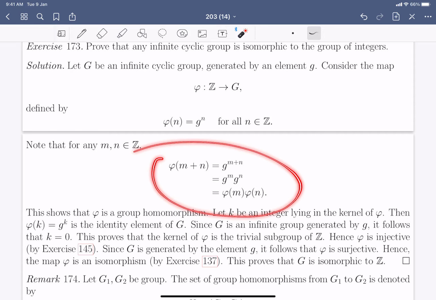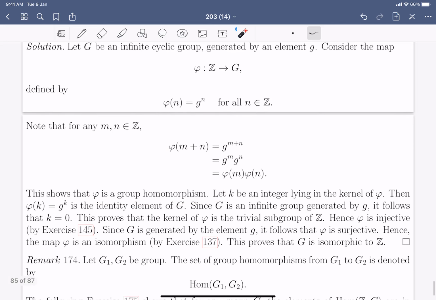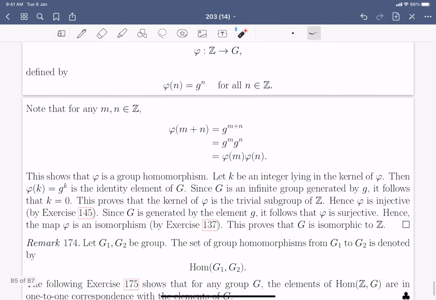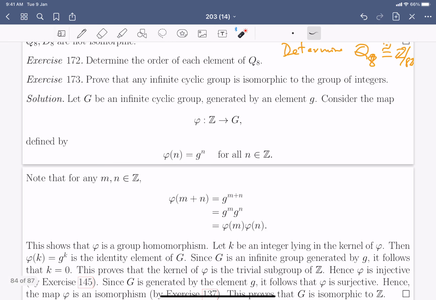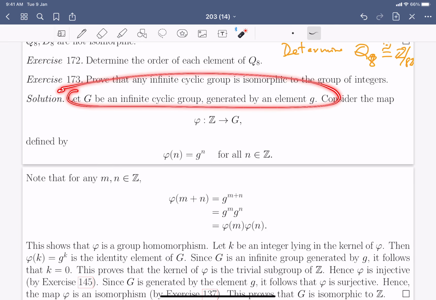That is completely straightforward. We just go through it and you will immediately see, or rather I would suggest you show that this map phi is a group homomorphism even before you look into this argument. Now we are going to show that this is an isomorphism. First of all, it is clear that this is surjective, since capital G is generated by the element little g, and under this map you end up getting all the powers of the element little g.